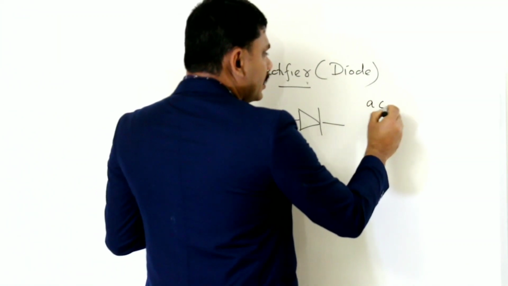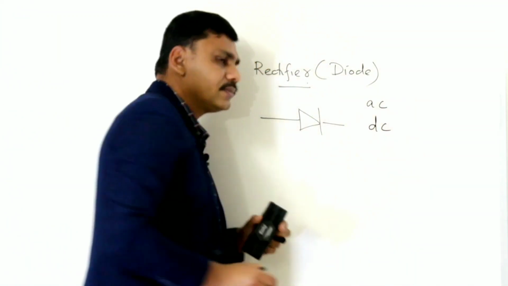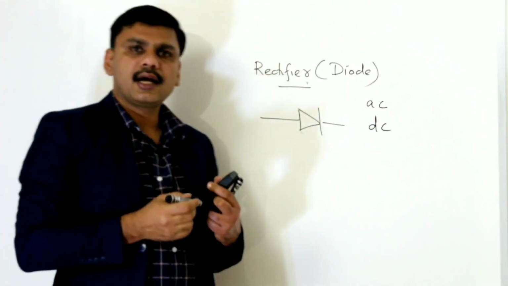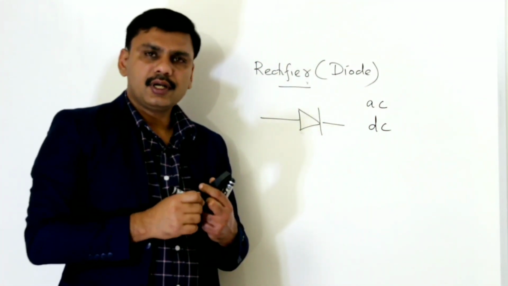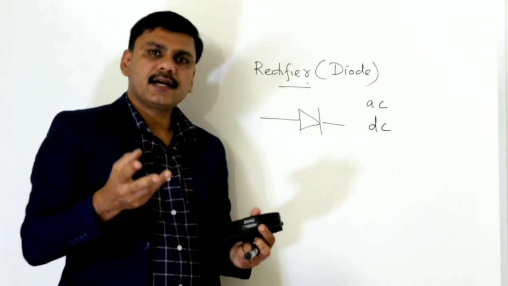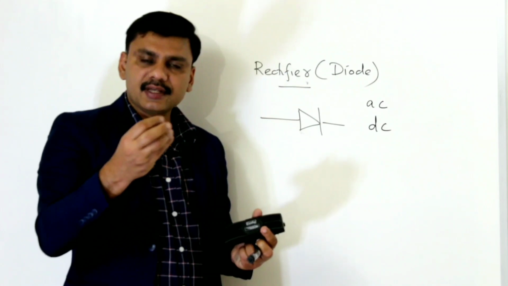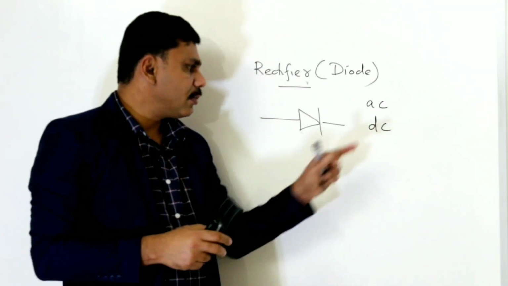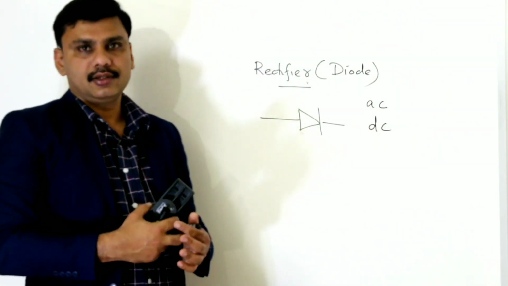One is AC, another is DC. That is alternating current and direct current. Alternating current we are using at home. Direct current, from where are you getting? From a cell or a battery. From a cell or a battery you are getting direct current.